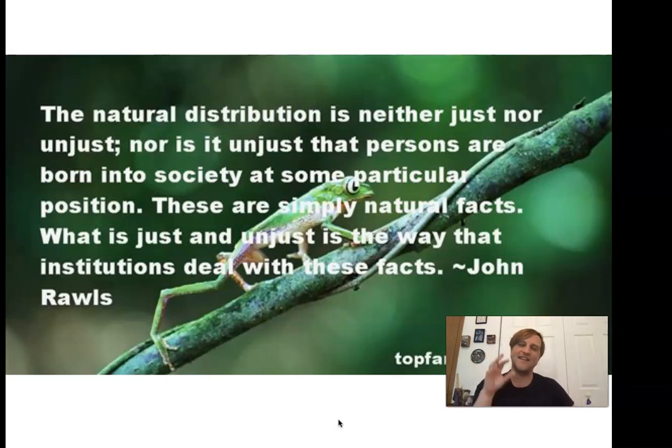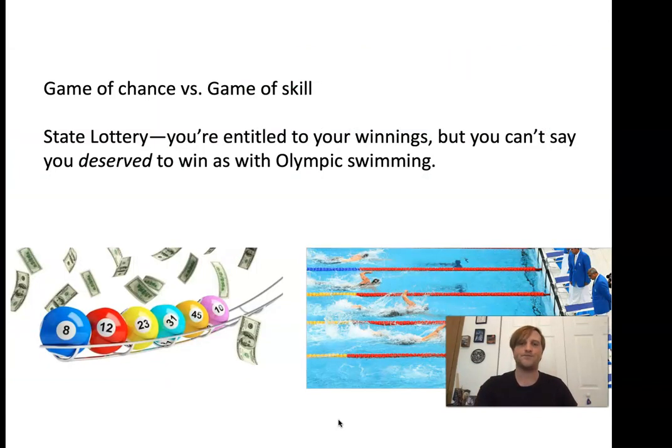But basically he's saying, we are born with these biological predispositions, and that's going to determine which way some of us go in life. And we have no control over that, and there's nothing just or unjust about that. That's nature. Now, how our society and institutions address this is something that we have some control over, and we can do that in a more just or unjust way.